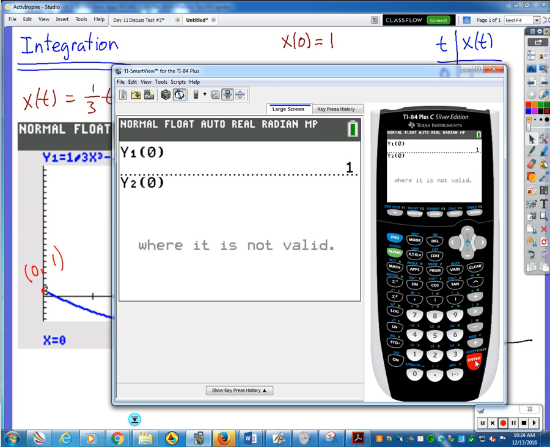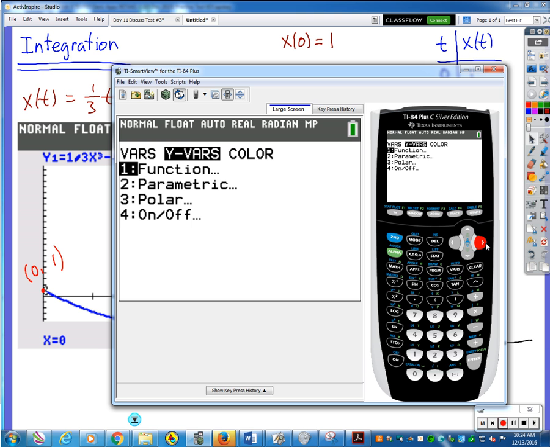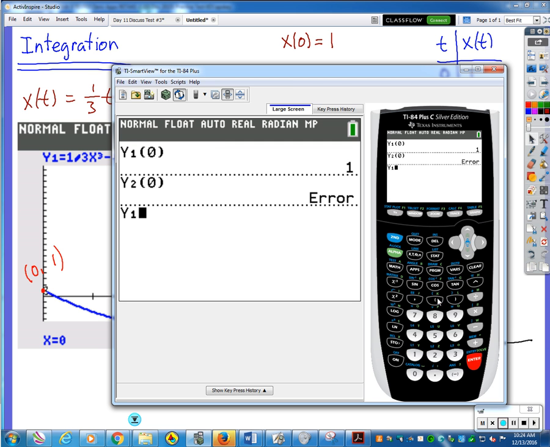How do you find this on the 83? On the 83, here's what you do instead. I have to remember this. I'm too old. You hit the vars key. This is for the 83 only. You arrow to Y-VARS. You choose 1, Function, and there's the list. The rest of it's the same.